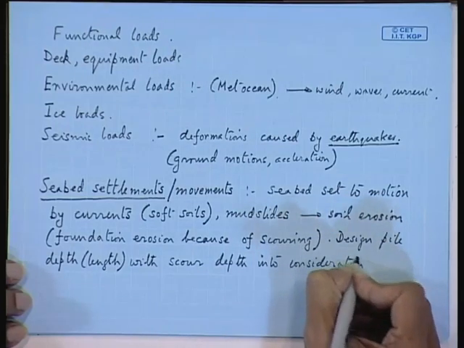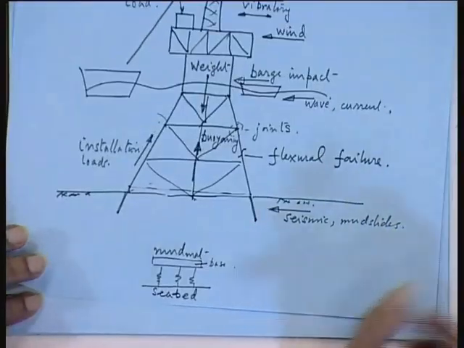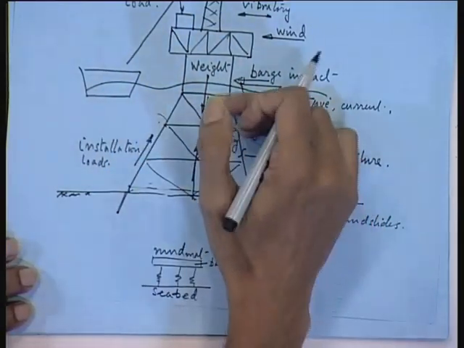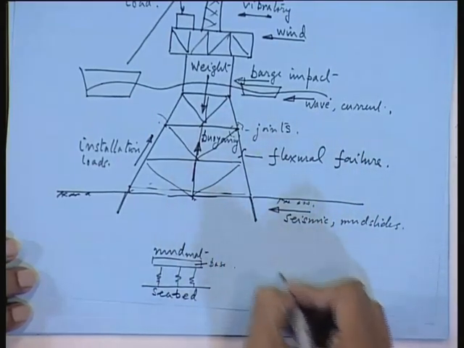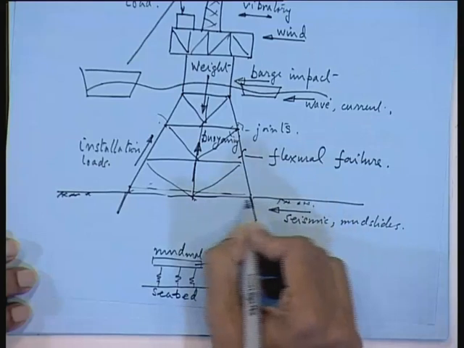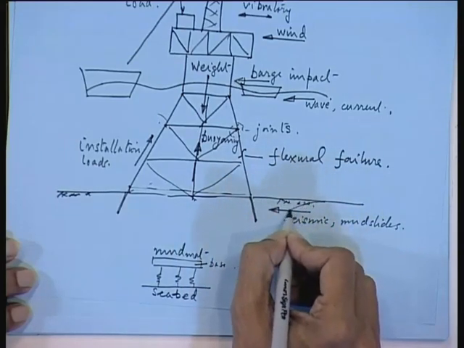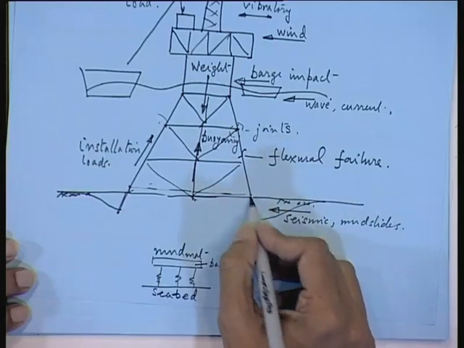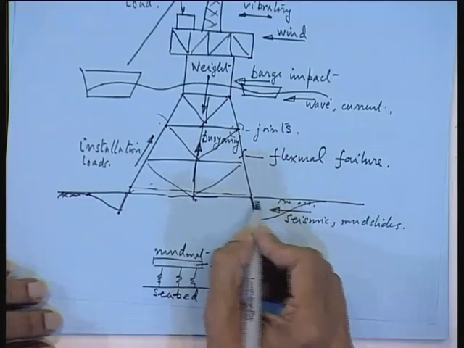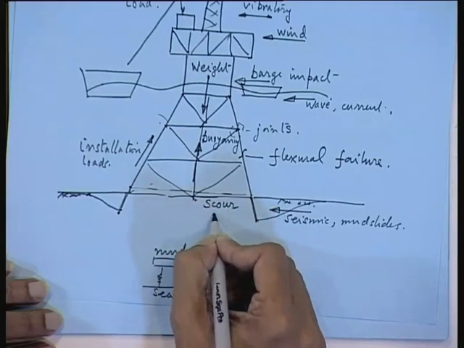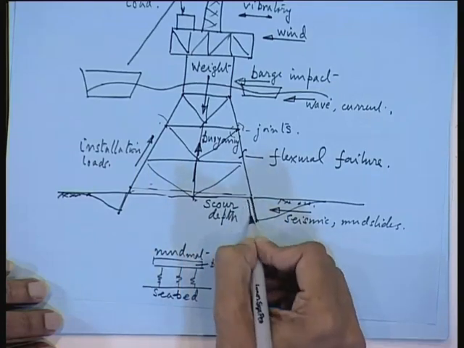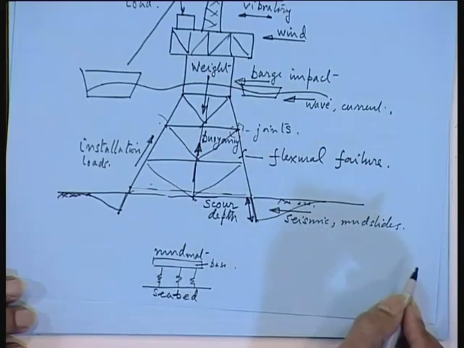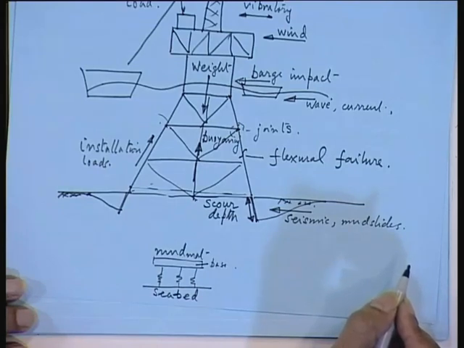So the depth or the length of the pile that you are going to design, the main thing that it does is to resist the horizontal wave load that is coming onto the pile. Now when you design the length of the pile which is going below the seabed, your seabed actually is not going to be like this. In case of scouring it will come like this. So this is your seabed, so this much extra length of pile you have to give. So this is called scour depth. So normally you increase the length of pile.